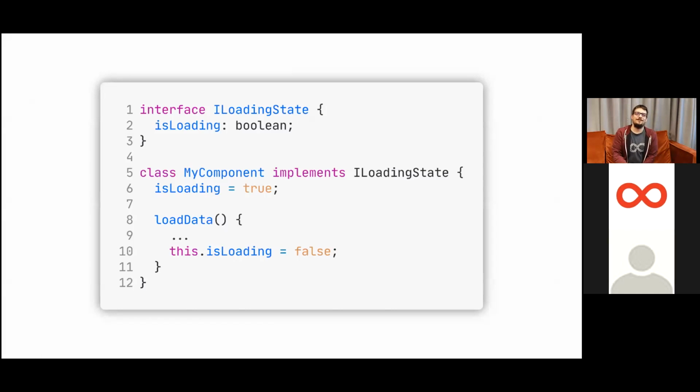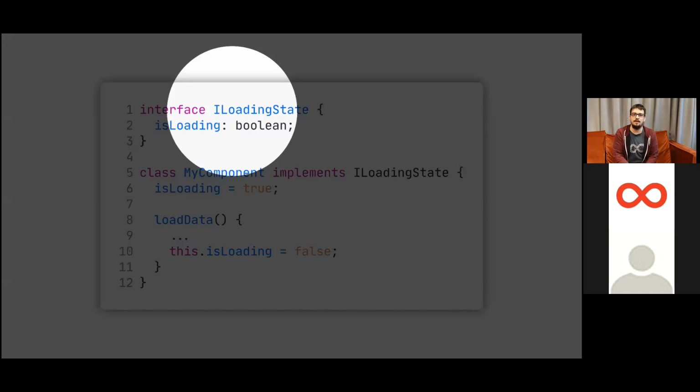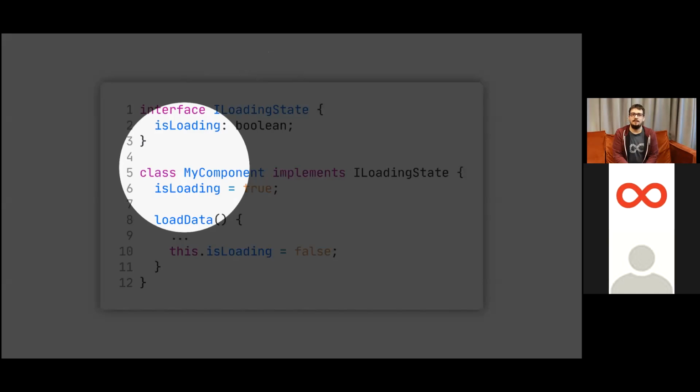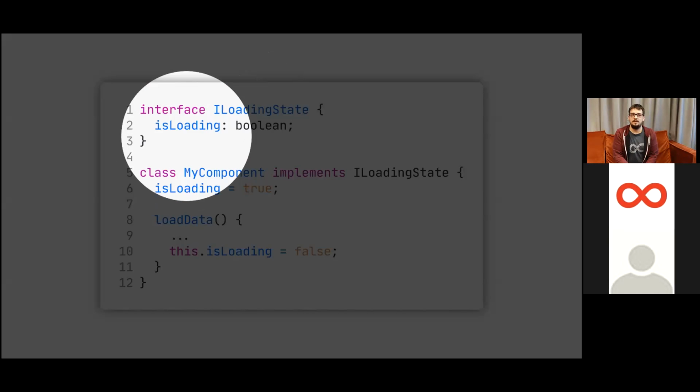Okay, so we have shown an example where an interface is used to define a data structure, but you can also define an interface for object-oriented programming. So here in this example, we have created the ILoadingState interface, and this interface has a property isLoading, which is a Boolean.